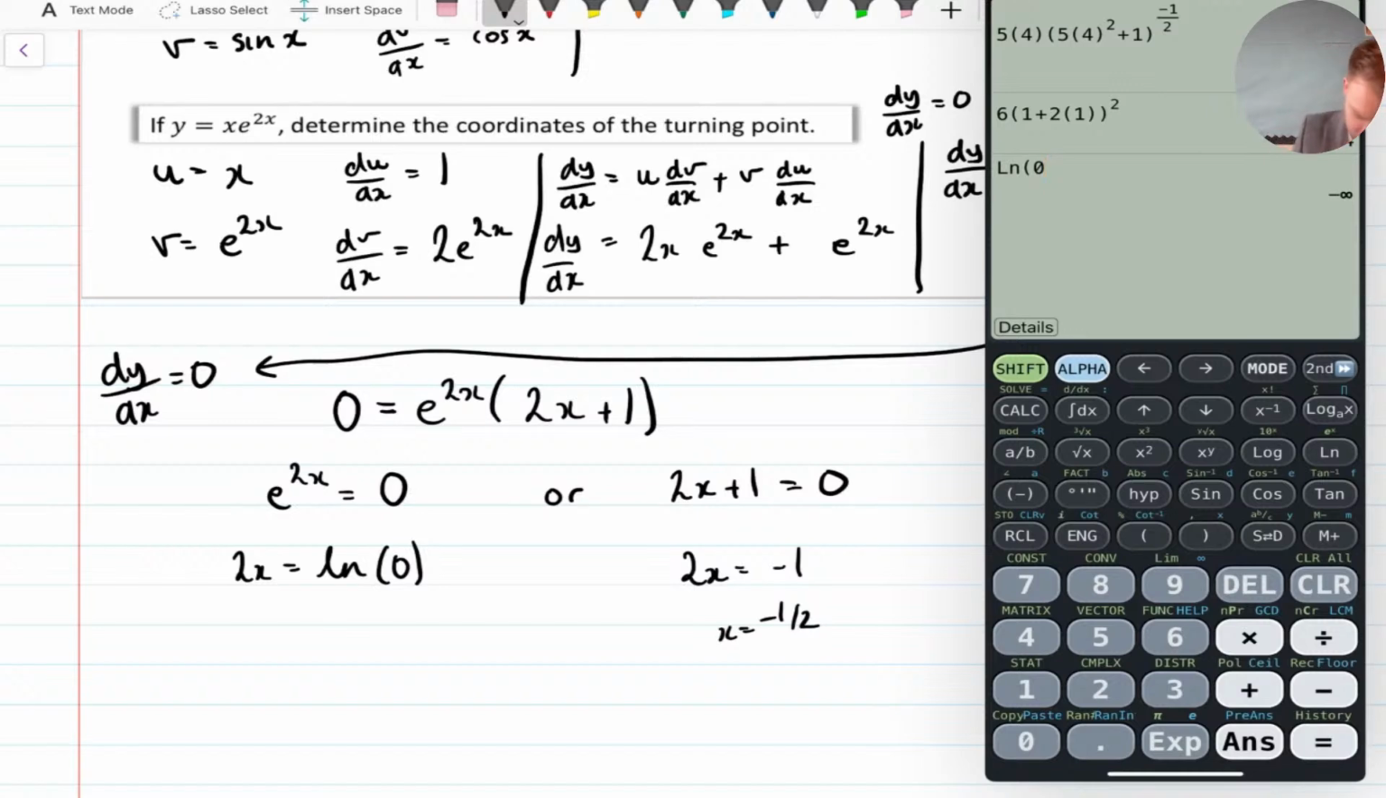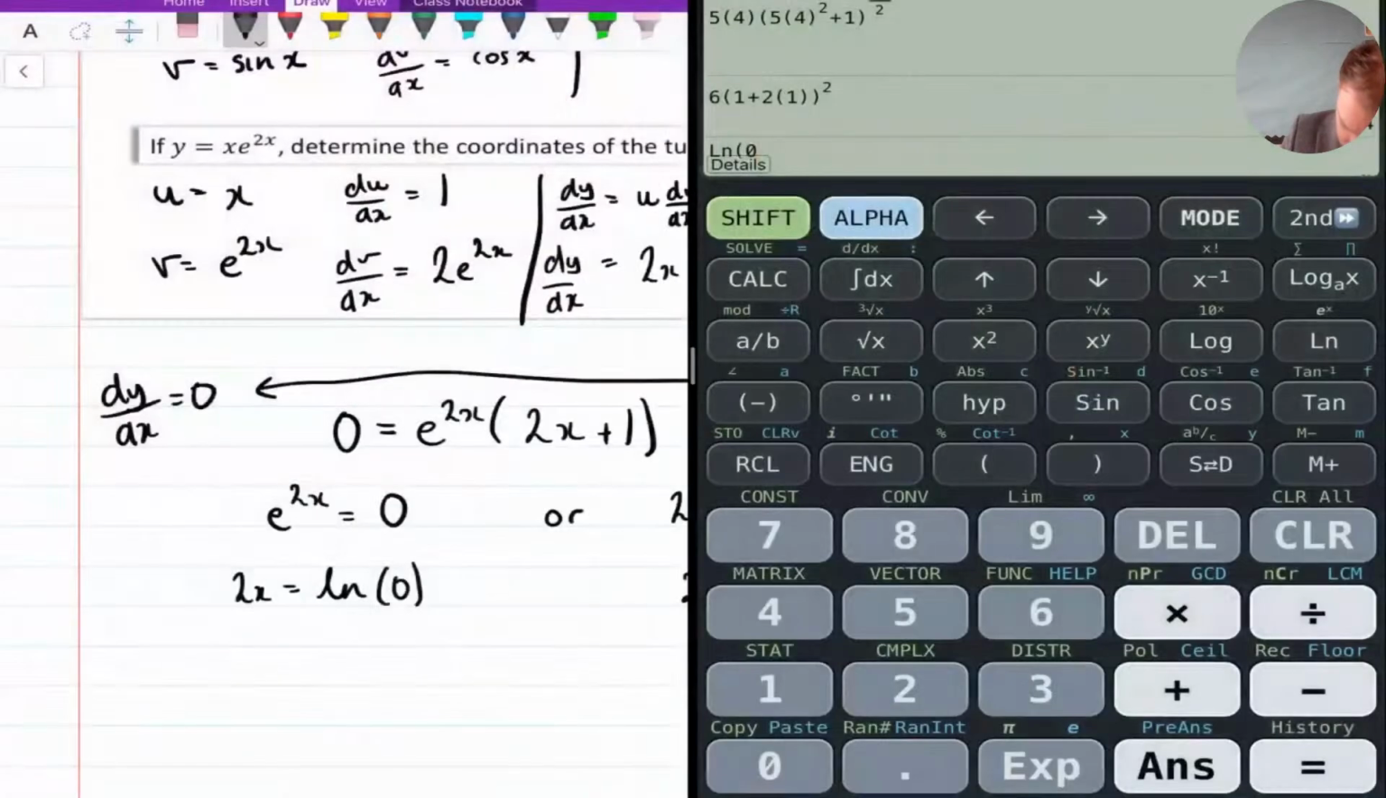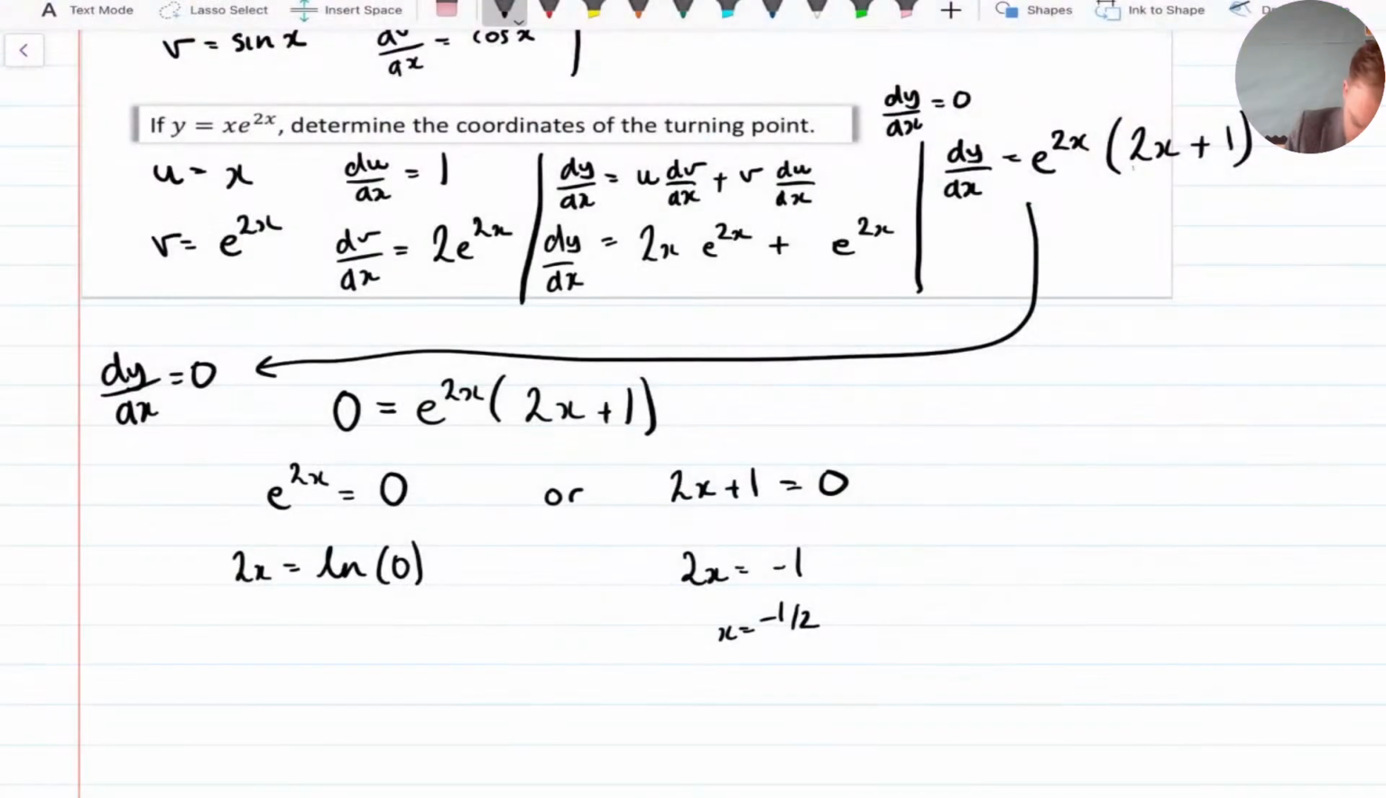We can't have this one here on the left. Good job, I checked that. So we still haven't finished though, because we do need the y coordinate of this, and I find the y coordinate by subbing that x is equal to a half back into y is equal to this, because it's the coordinates that I want.